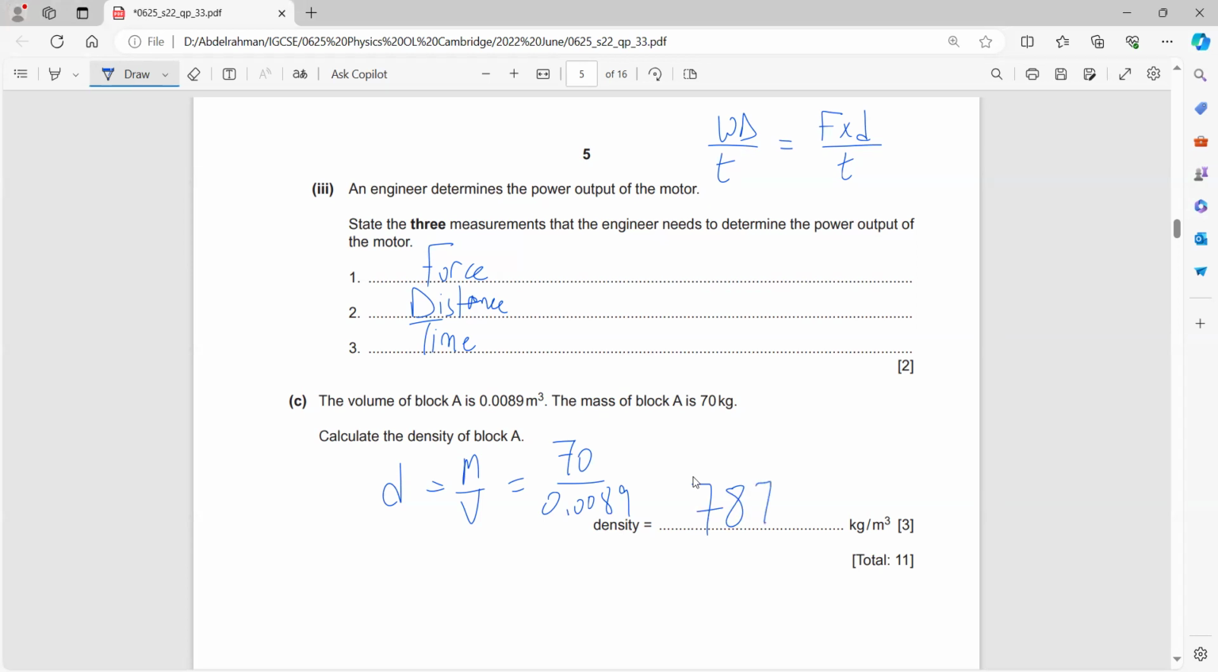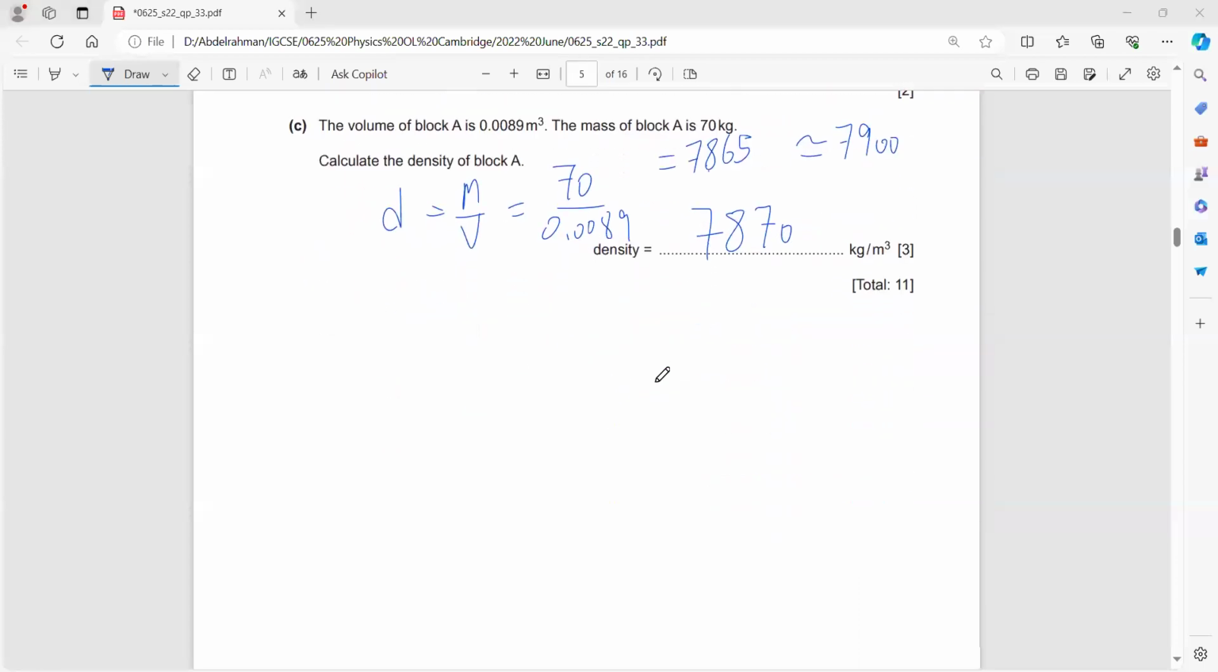7,865, so we can round it up to 7,870. What is this, Mister? It's 7,865. Mister, in the marking scheme it's written as 7,900. Is that wrong? No, it's right. If you write it down as 7,870, okay, or 7,900, okay. Again, as much as possible, we need to write down only the final answer in two or three significant figures, guys. Good.